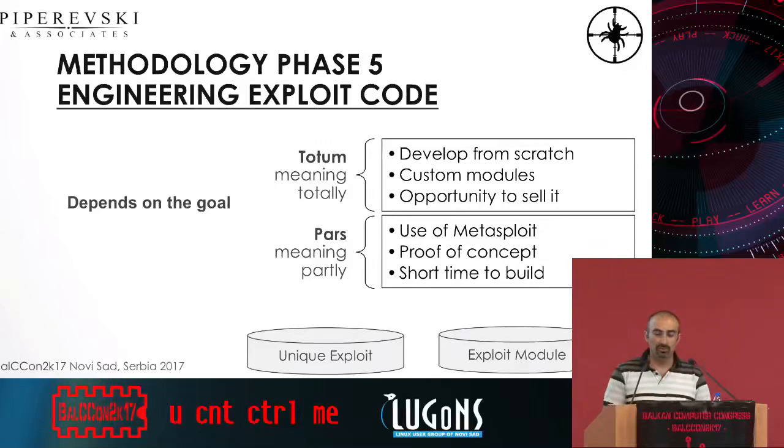When you develop the exploit, you can go in totum and parse. The goal in totum means that you develop from scratch. It's a unique exploit that you have developed for that vulnerability, and nobody has that code. Nobody can reuse that in their, let's say, penetration testing toolkit like Metasploit or Core Impact. So it's your exploit, and only you know how this thing works. Then there is an opportunity to sell it to penetration testers that will use that piece of code to do a penetration testing project.